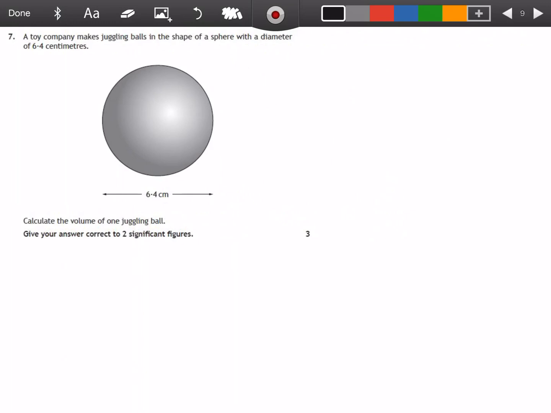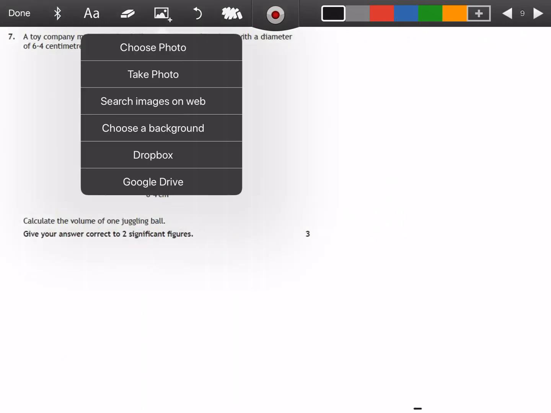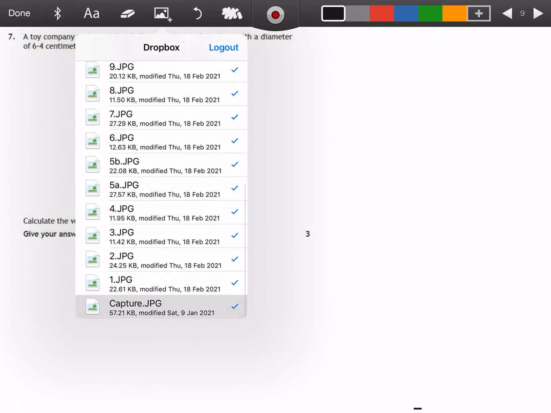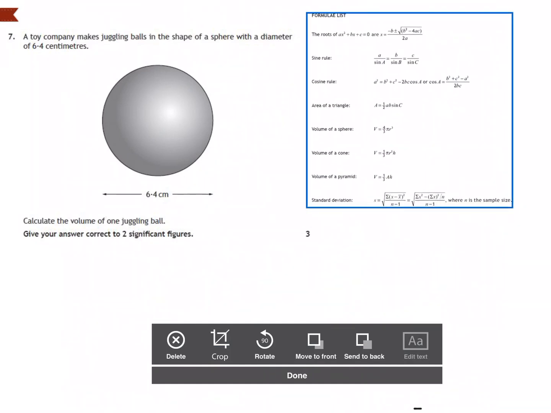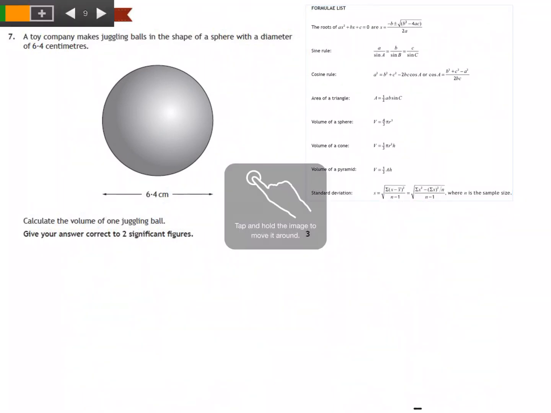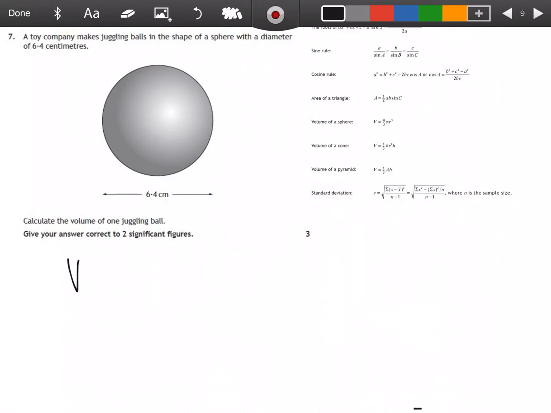Number 7. A toy company makes spheres. Here's the sphere. The diameter is 6.4. Find the volume. The volume formulas, remember, are on the formula list. This is the volume of a sphere. Yep, there it is: 4/3 pi r cubed. 4 divided by 3, times pi, times the radius cubed.